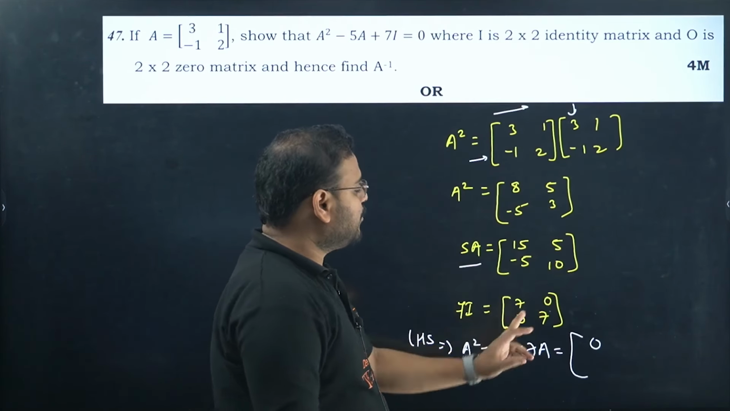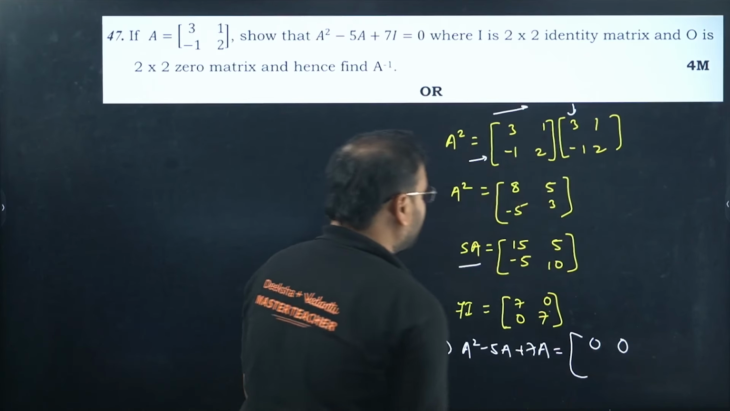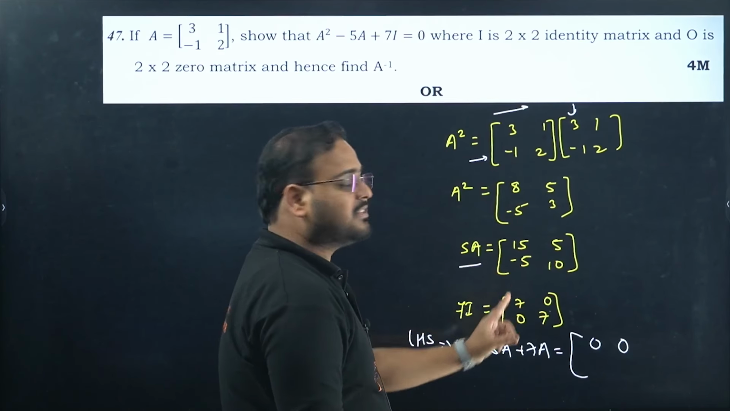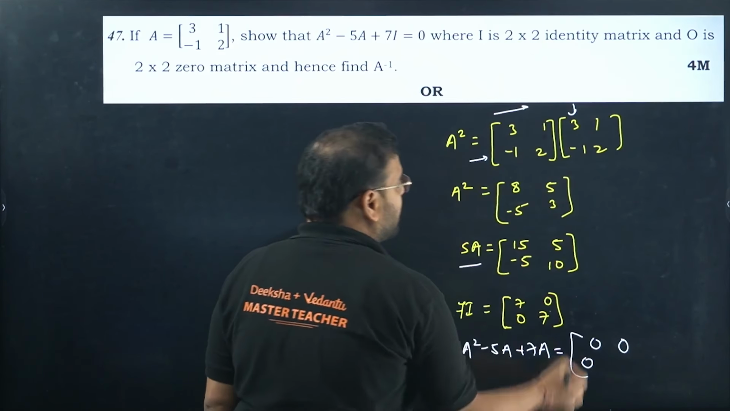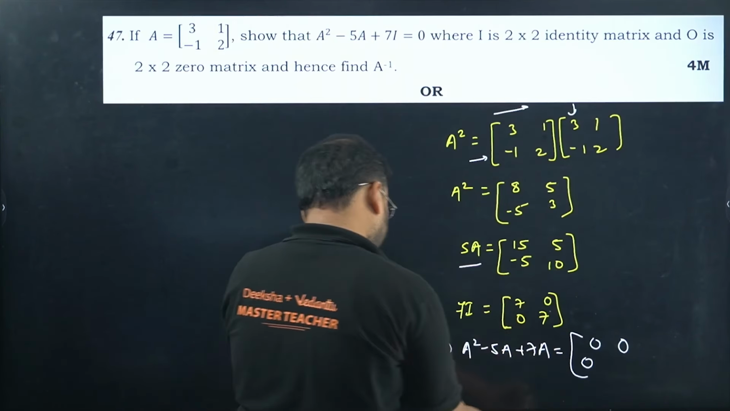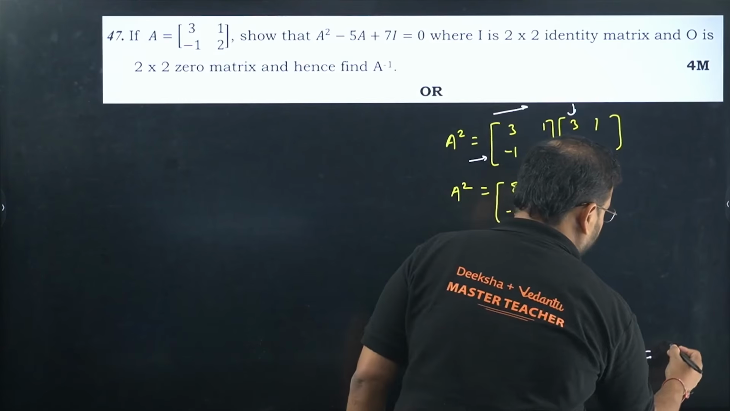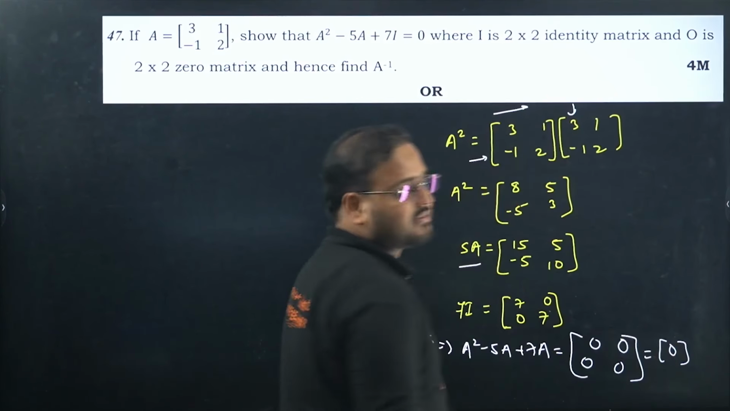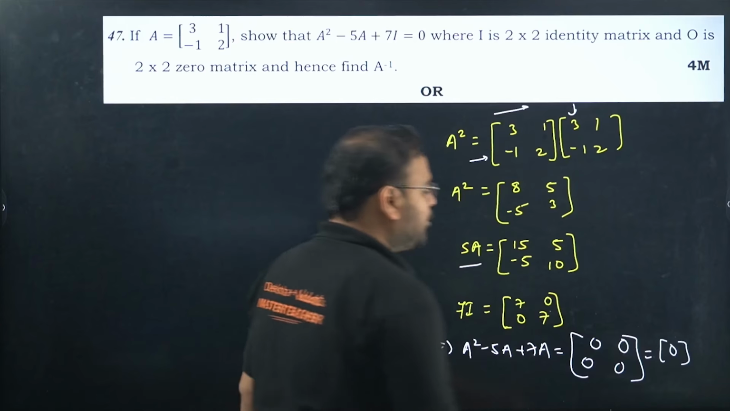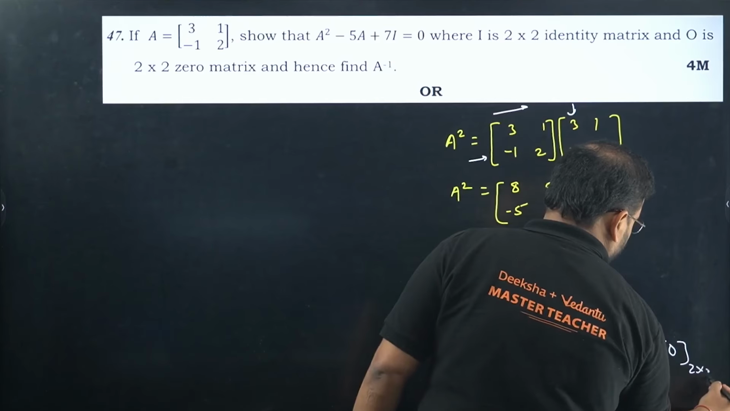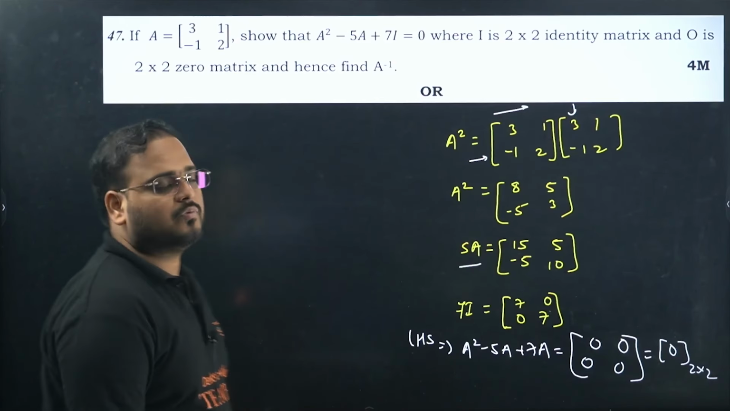5 minus 5 is 0 plus 0. Minus 5 minus of minus 5 again 0 plus 0. 3 minus 10 is minus 7 plus 7. This is my answer. Matrix is null matrix. Of what order? Of the order 2. This is done.